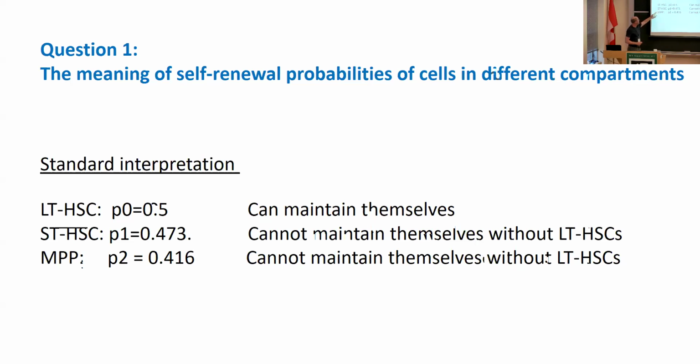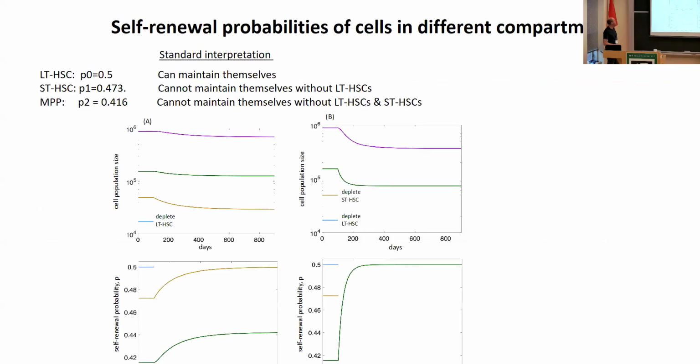Now, the short-term stem cells, you can see, have a self-renewal probability that is less than 0.5 in these estimates. The common interpretation would be that they cannot maintain themselves because the cells differentiate more than they divide. So if you leave them alone without the long-term stem cells, they'll differentiate out and disappear. And the next compartment down, the MPPs, multipotent progenitors, have an even lower self-renewal probability, and that means they also cannot maintain themselves. But we dug into this a little bit more in detail, and this is shown in the graphs over here.